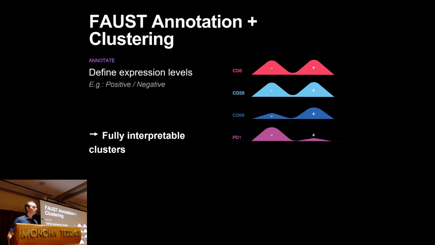I see. So for some genes, you would have these bimodal distributions. Correct. But presumably not all. Not for all. You can, but if you have trimodal distributions, it also works.